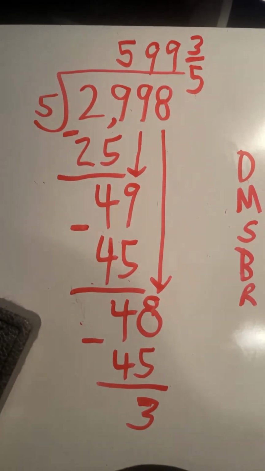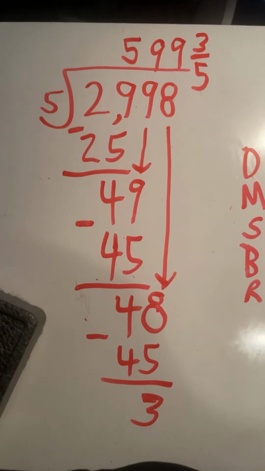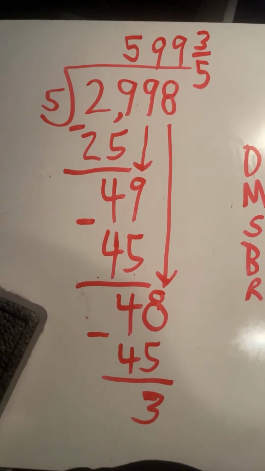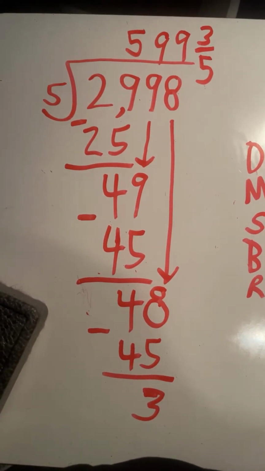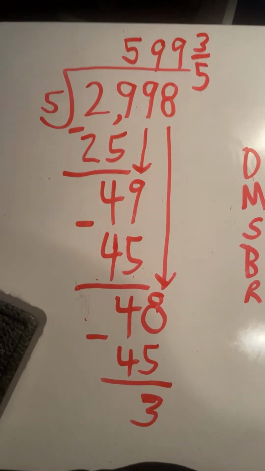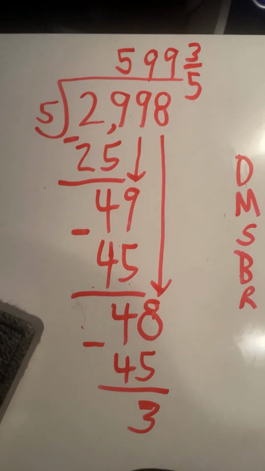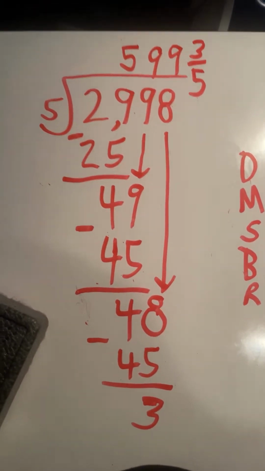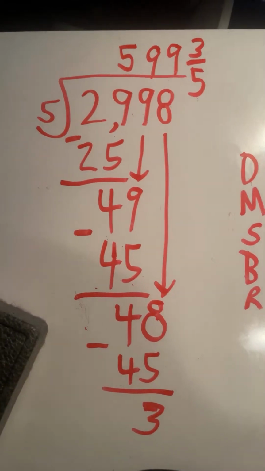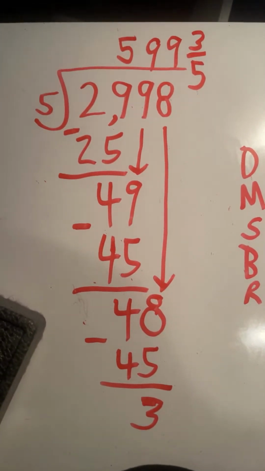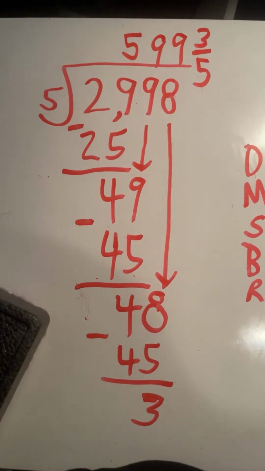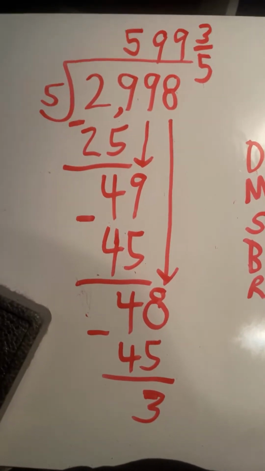And if we were to convert 3/5 to a decimal, 3/5 as a decimal would equal 0.6. So the person that put 599.6 in the chat, they are correct. 599 and 3/5 is how you would write it if you were writing the mixed number with a fraction. 599.6 is how you would write it if we were using decimals. But we got the correct answer. 2,998 divided by 5 equals 599 and 3/5. Or if we want to use decimals, 599.6.